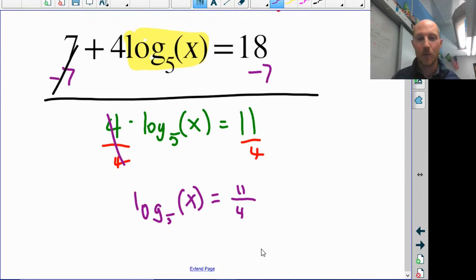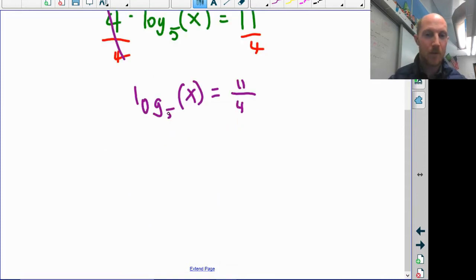I will not demonstrate both of them, but the 2 options are, you could either change this logarithmic equation into exponential form, base of 5 raised to the power of 11/4 equals x. That's option 1. Or we could do the inverse property. So we could raise both sides to as the exponent on a 5. 5 to the power of log base 5 of x equals 5 to the power of 11/4.